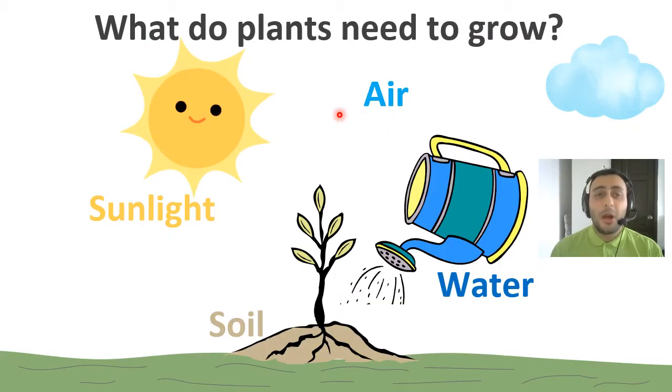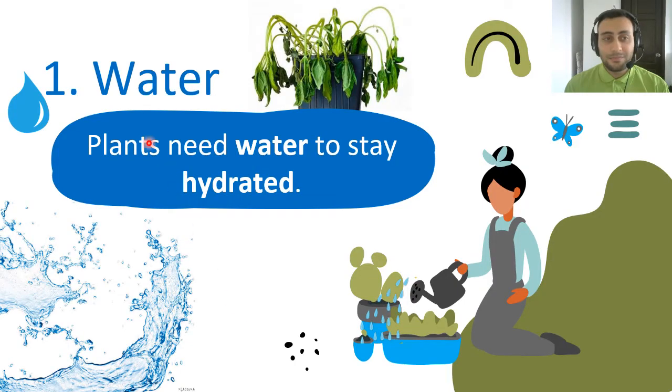As you remember, plants need 4 things to grow: sunlight, air, water, and soil. Now let's get through each and every one of them. Water. What is water? You already know. In Thai, you call it nam. Nam, that is water. This is water.